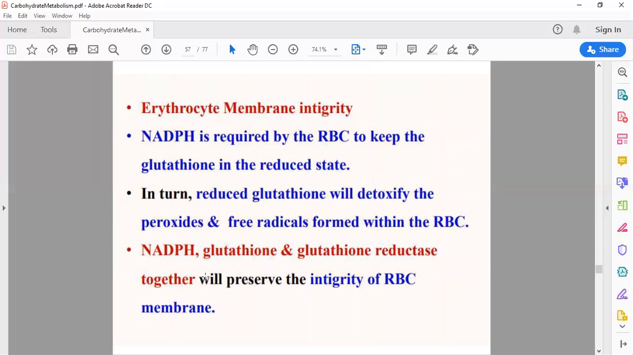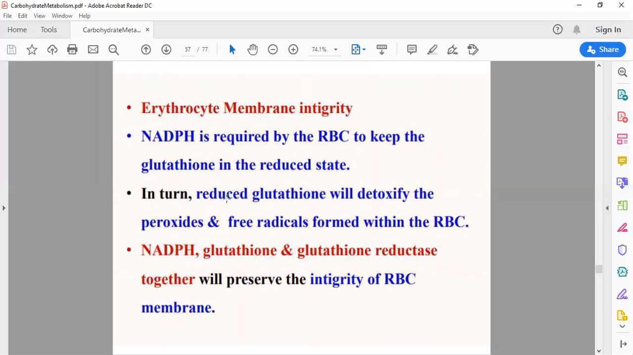The next is detoxification of drugs and foreign compounds. The microsomal cytochrome P450 system brings about the detoxification of drugs and foreign compounds by a hydroxylation reaction involving NADPH. Another important use is in phagocytosis. So what is phagocytosis? It is the engulfment of foreign particles, including microorganisms, carried out by white blood cells. This process requires a supply of NADPH.